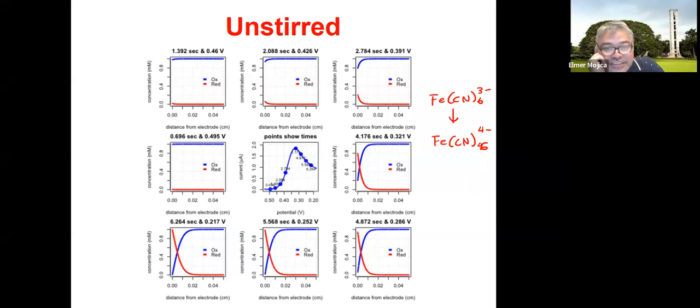So look at the unstirred here. So 1.3 seconds, 2.08, 2.78. So as you can see, it goes there. Now, if you're going to plot all of them, this is how the plot looks like.